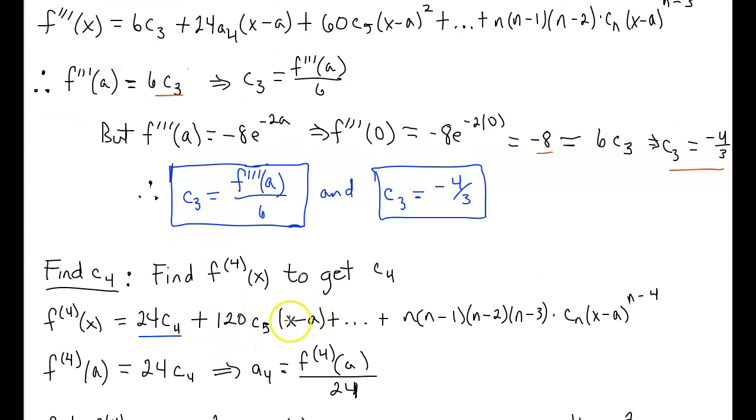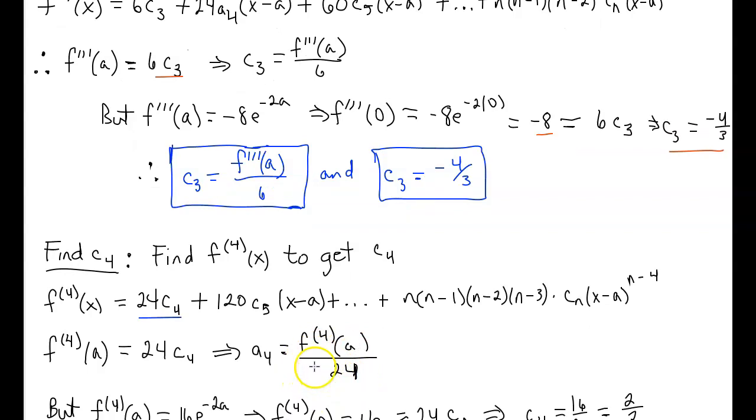All right, so I changed those A's now to be C's for the coefficients. So again, once we have our fourth derivative, we know once we plug in A, all the terms except for the first will go to 0. And we'll take what C4 is, which is the fourth derivative evaluated at A divided by 24.